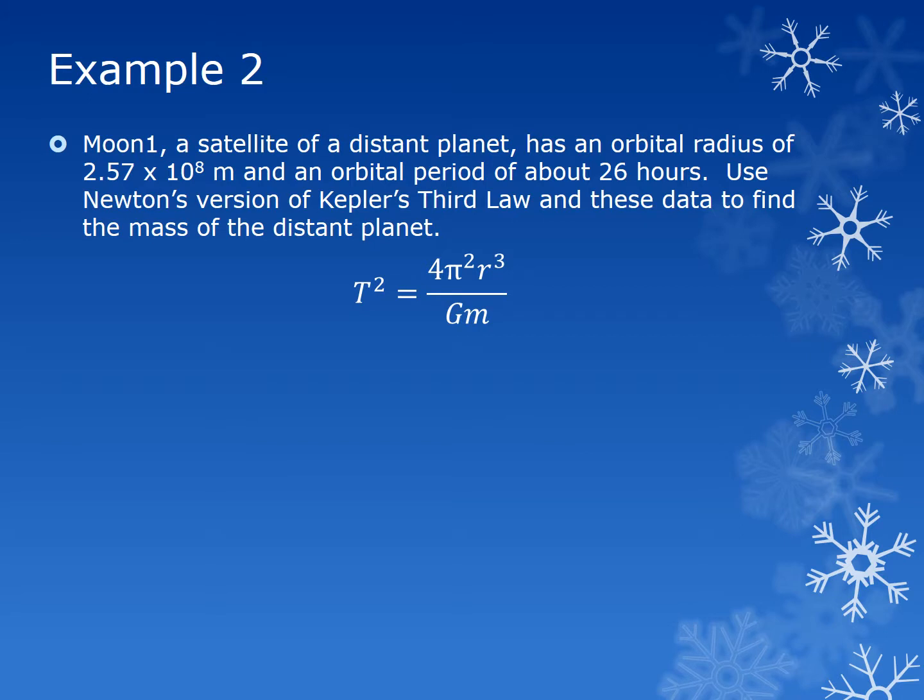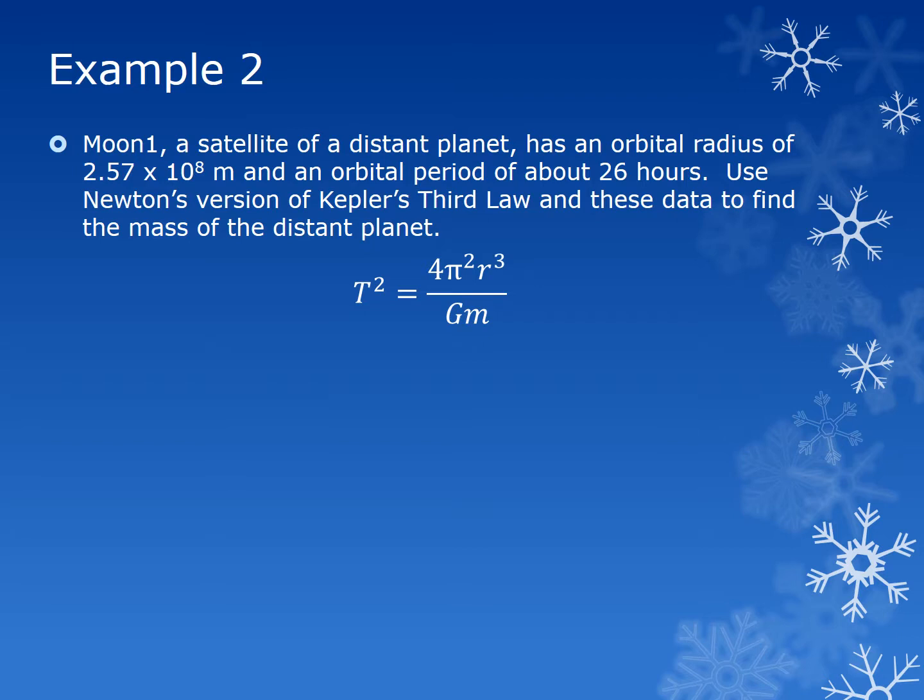So let's take a look at this example. We have a moon of a different planet, a distant planet not in our solar system, and it has an orbital radius of 0.57 times 10 to the 8 meters and an orbital period of about 26 hours. Use this information and Newton's version of Kepler's third law to find the mass of the distant planet.